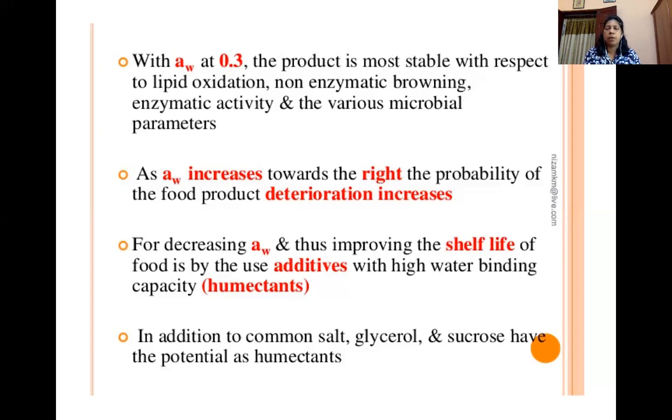Especially glycerol, we are not using in the case of food product. Basically, in some situations we are using it, but not commonly. But salts and sucrose we are using. That is why salted products we can keep for a longer time. So the sugar, once we sweeten a product, we can keep it for a longer time. For example, honey: the water in the honey is bound with the sugars. Therefore, those are not supporting any kind of reaction.